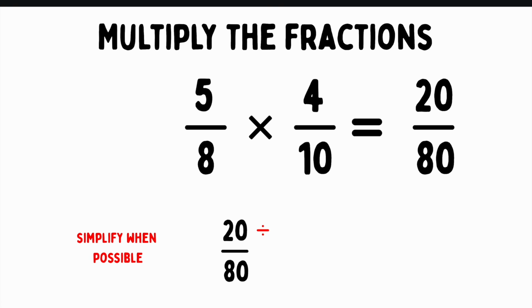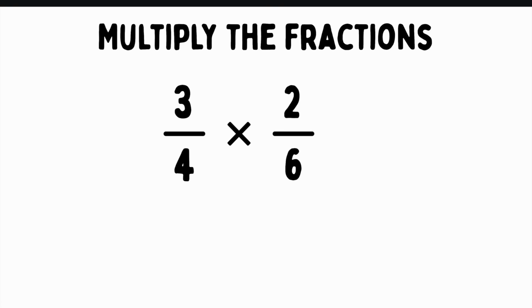We notice that the numerator and denominator are both divisible by 20. Let's think, 20 times what is 20? 20 times 1. Let's think, 20 times what is 80? We know that's 4. 5/8 times 4/10 has a product of 1/4.